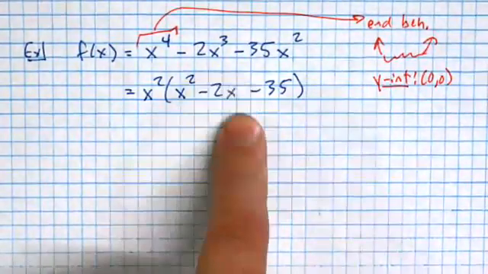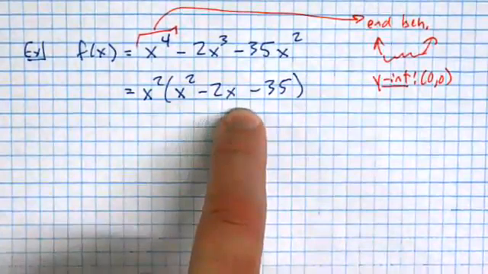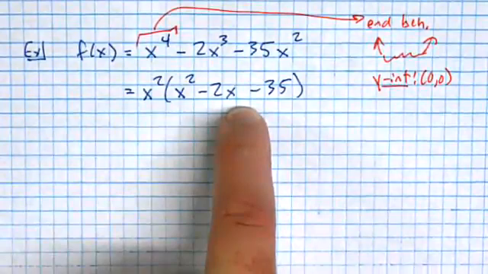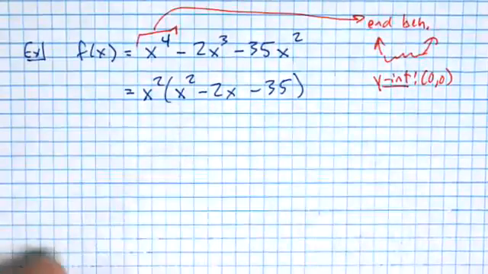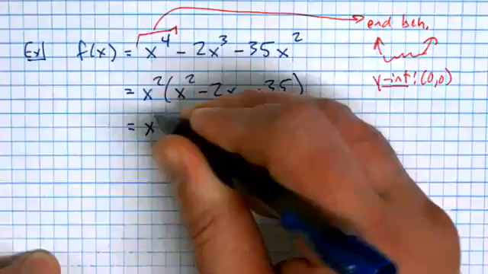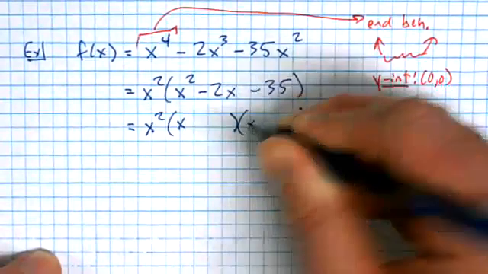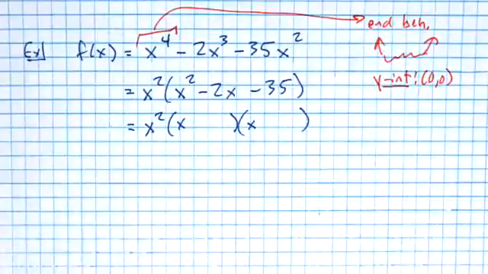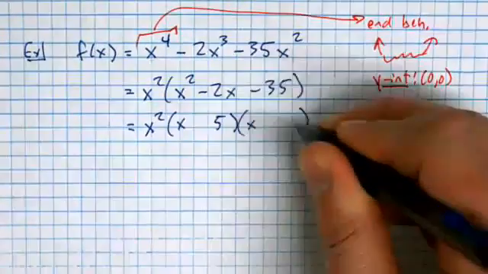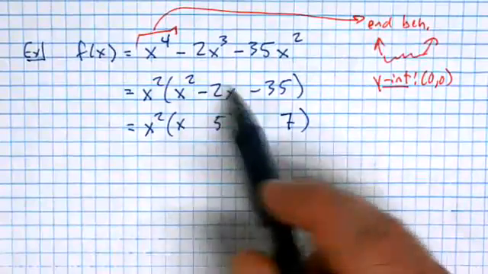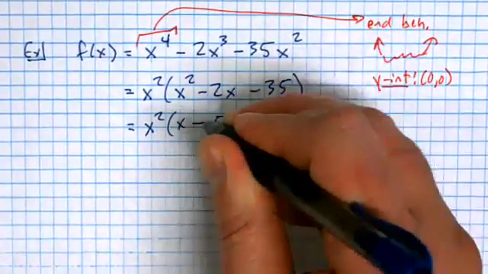Do you think this factors? Give it a try. If it doesn't, we're going to have to do the quadratic formula to figure out the other zeros. And that will happen from time to time, but I'm pretty sure this one does factor. Got to be x and x. 35 makes me think 5 and 7. Can you make 5 and 7 work? Which one needs to be negative? If we're going to add up to negative 2x, I think we want the 7 to be negative 5.